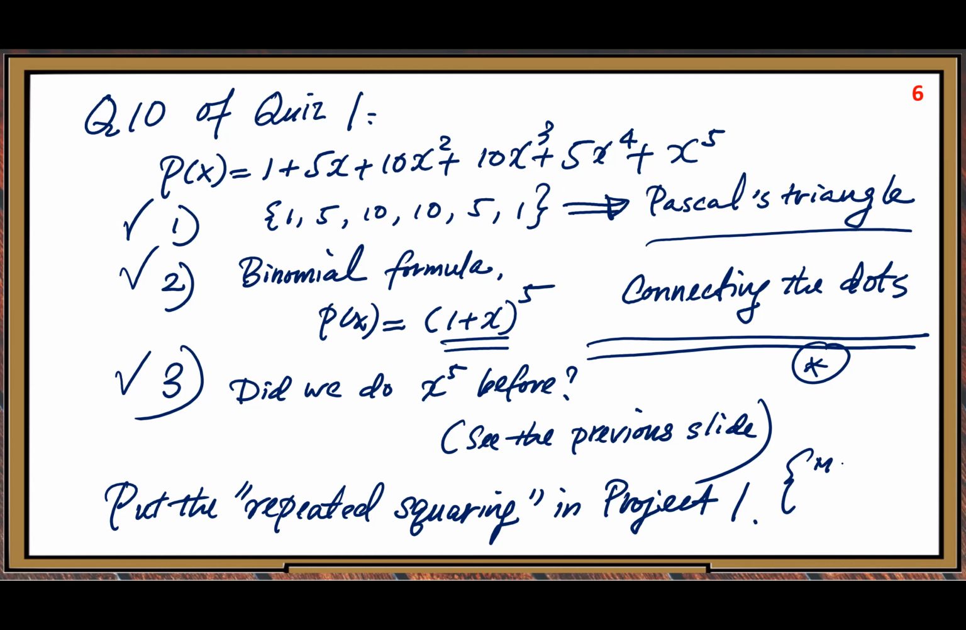you need to implement polynomial evaluation in 3 methods: method 1, method 2, and method 3. Method 1, the direct way. Method 2, repeated squaring way. Method 3, Horner's rule way. 3 different implementations. So then you do comparisons.